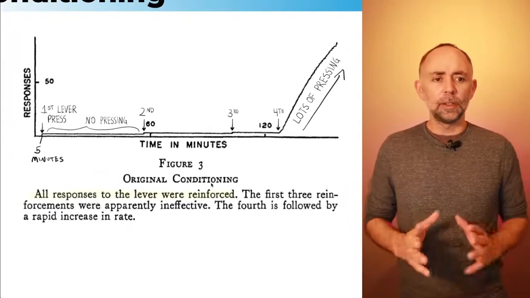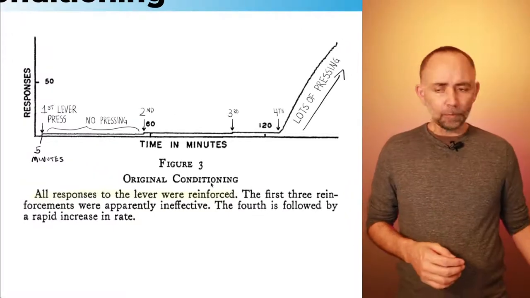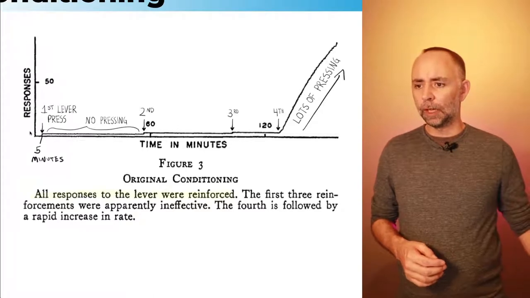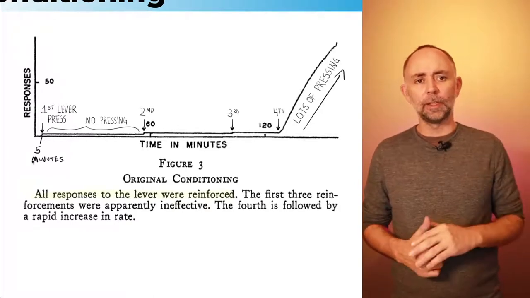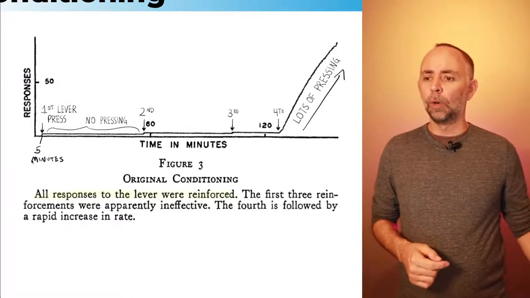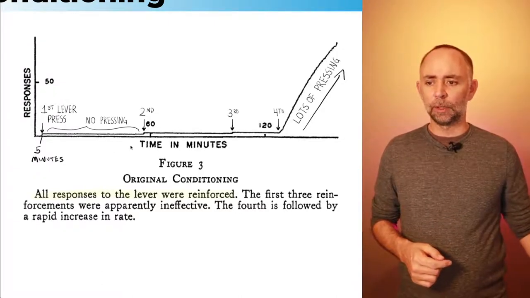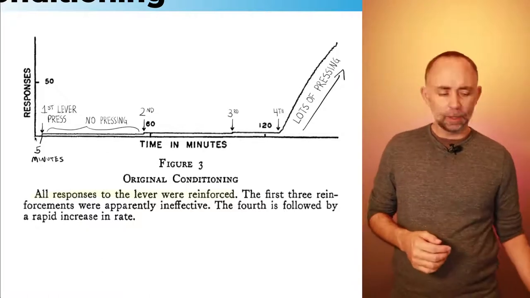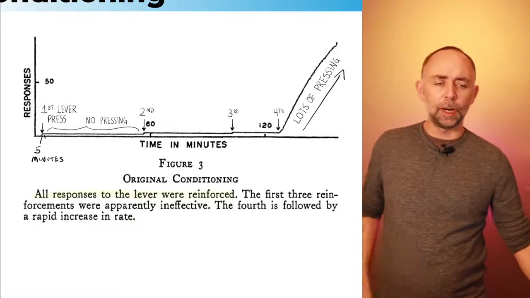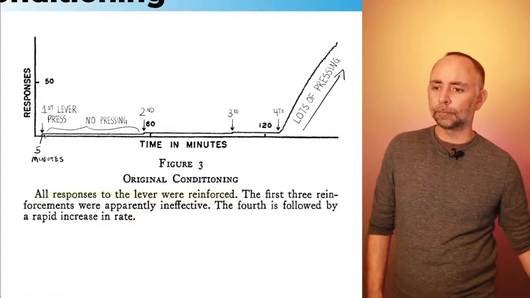A rat goes into the Skinner box. And what we're going to look at here is the number of lever press responses that are made over time. So we're starting right here at zero time. So that's when the rat goes in there. And this is a graph for one animal.